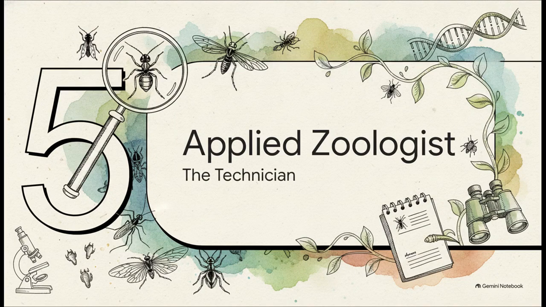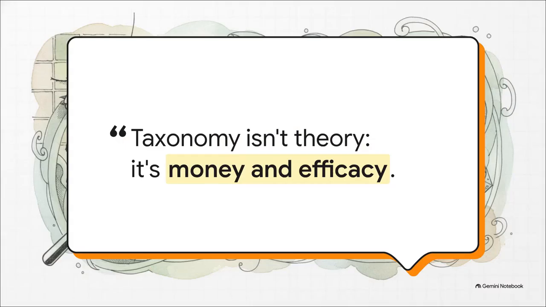Which brings us to our final section, the technician as an applied zoologist. It is definitely time to elevate how we view the modern pest control worker. They aren't just chemical sprayers. They are highly trained applied zoologists operating in the field. And that brings us to the core thesis of this whole explainer. The technician who doesn't identify correctly cannot choose the right product. Taxonomy isn't theory, it's money and efficacy.